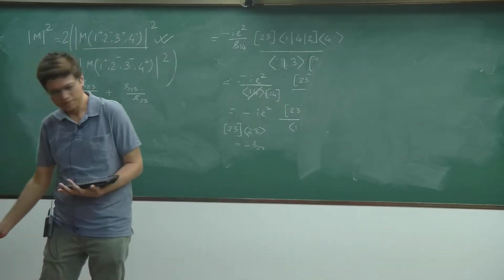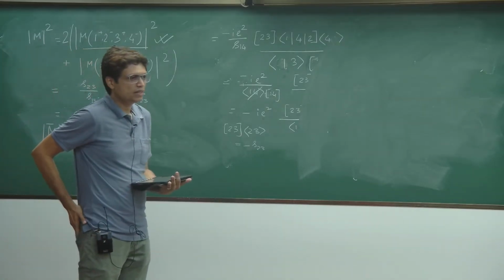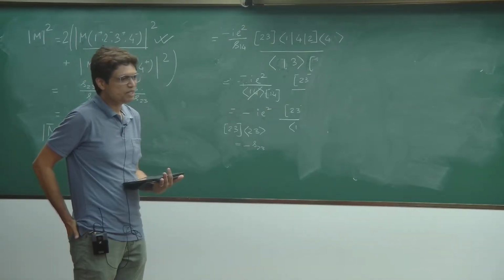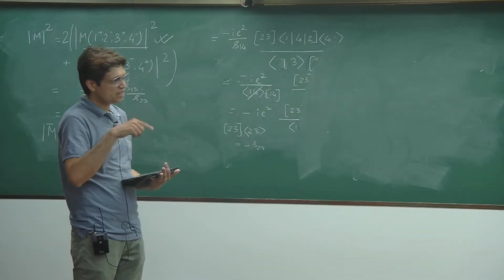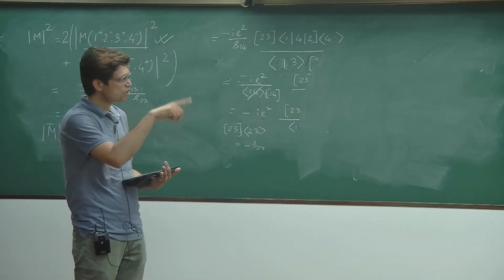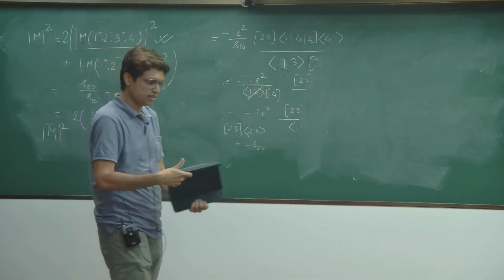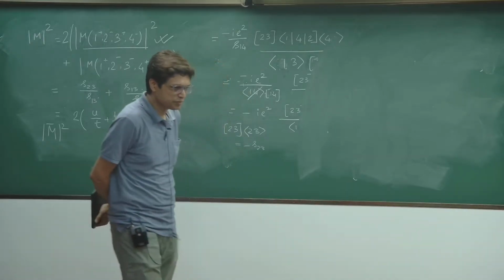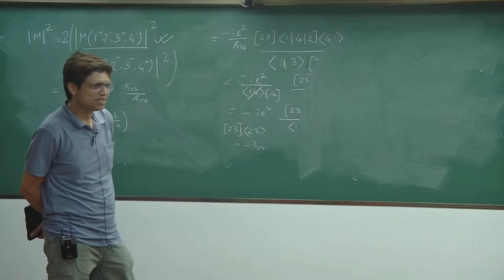This can be automatized, actually. Automatic means you can generate it in QGraph and then you substitute all the external momenta. Exactly. So you write it in terms of angle and square brackets. Then for each amplitude you can simplify this also using all the ideas. So we don't need to remember it.